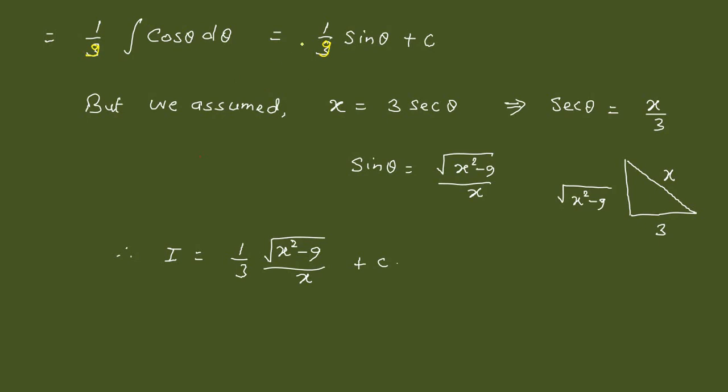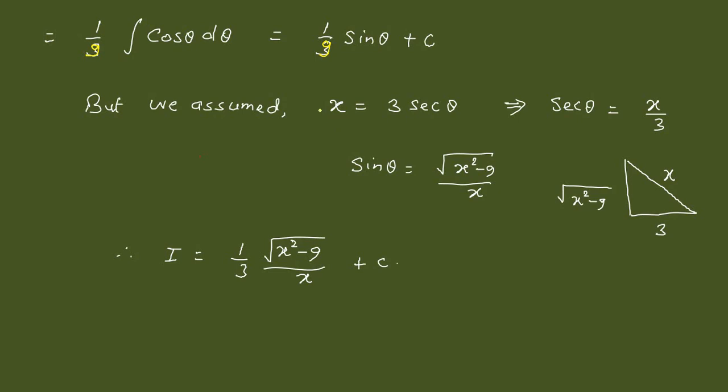But we have to give the answer in the form of x, not in the form of theta, because theta was our choice of variable, so we should not answer in this form. So for this we have to again transform this function which is in the form of theta into the function which is in the form of x.